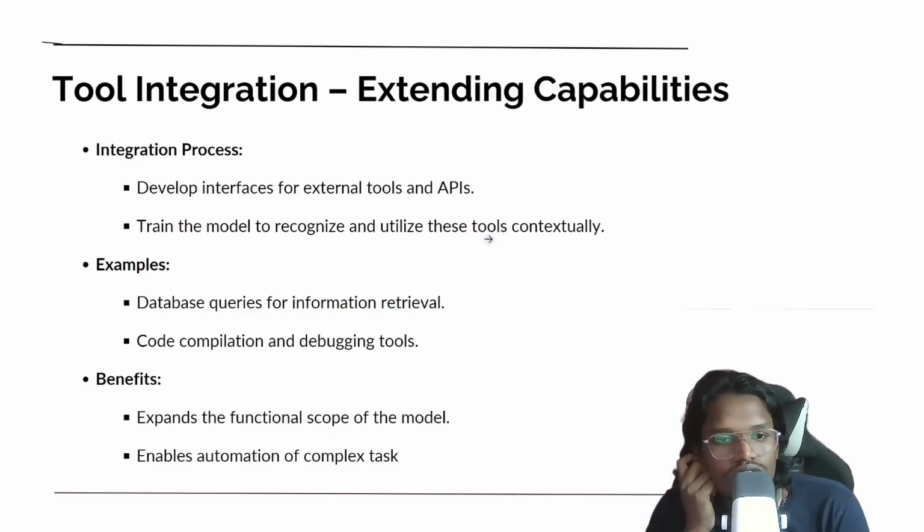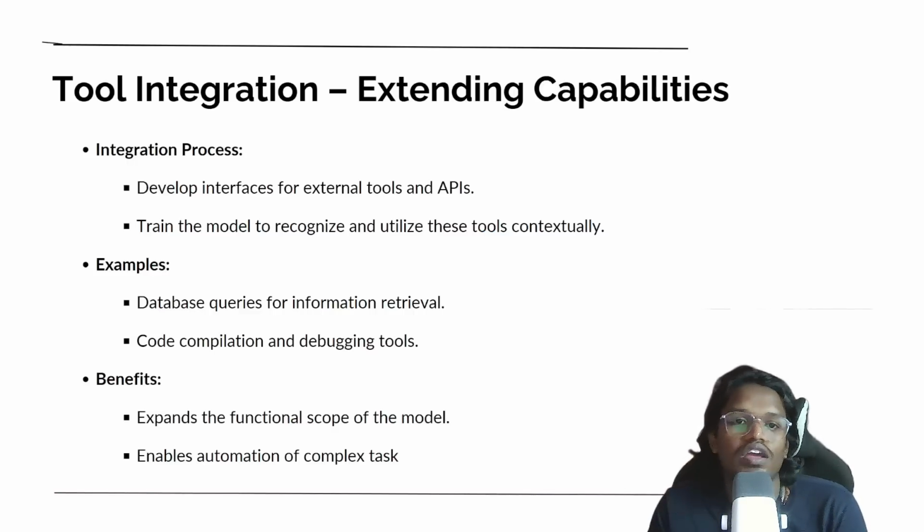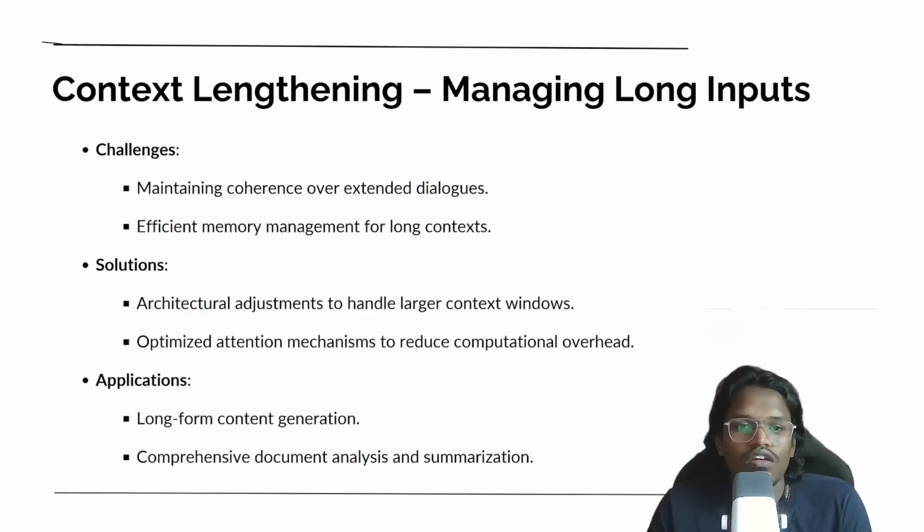Okay, so that is very, very important, where you will develop an interface for the model to use external tools and APIs. So here the model is expected to recognize and utilize these tools correctly. For example, using database queries for information retrieval, code compilation, debugging tools in things like Devin or OpenDevin. Okay, so these are some examples, and the benefit is that you are effectively expanding the model's functional scope, and also you can automate a lot of complex tasks.